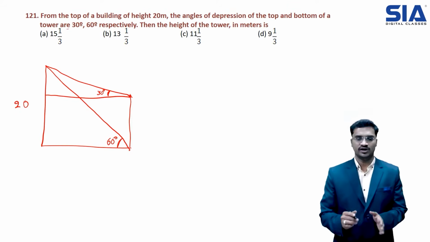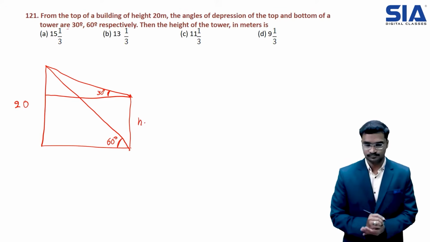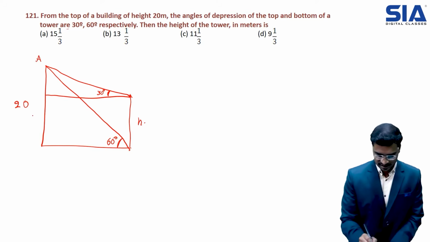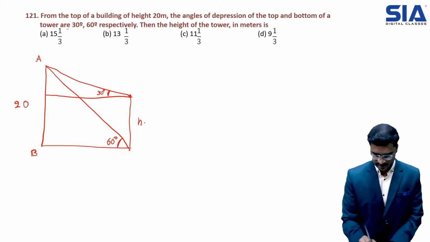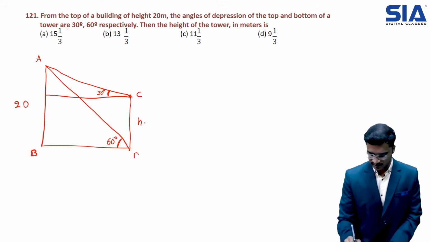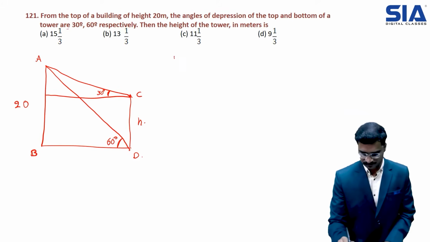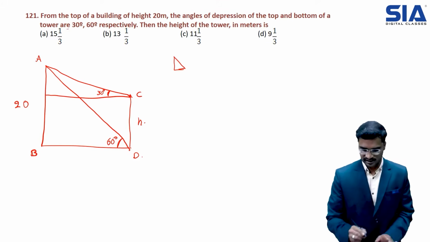Now what we have to find? We have to find the height of this tower. So let us take AB as our building and CD as our tower. Let us see in the triangle ABC. Let us observe in the triangle ABC.